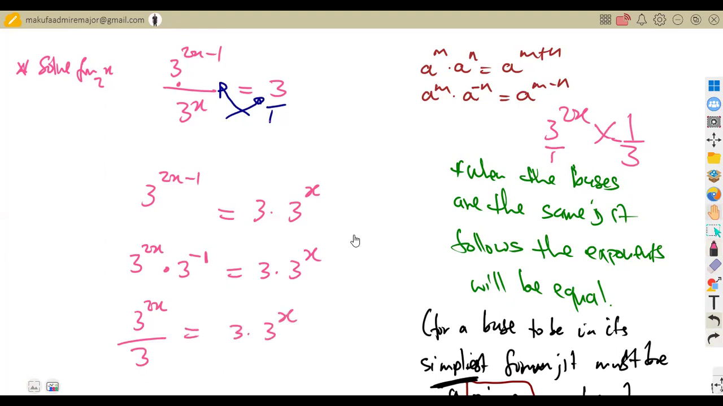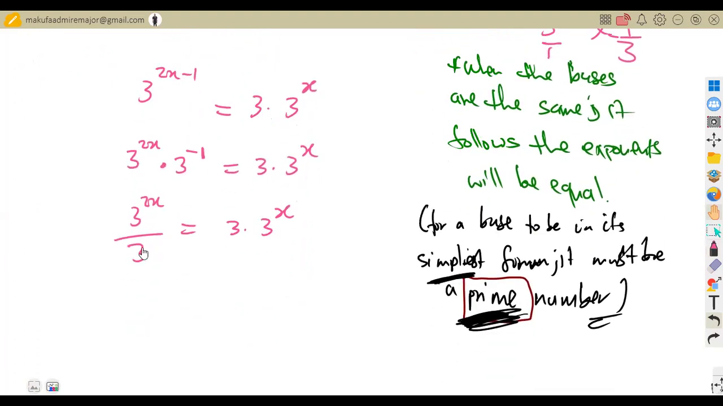Again, we are back to another fraction. But how can we remove this? We can simply multiply by 3 to remove this fraction, and also multiply by 3 on this side. So this can cancel, and we remain with 3 to the exponent of 2x. So that's 3 to the exponent of 2x is equal to 3 and 3.